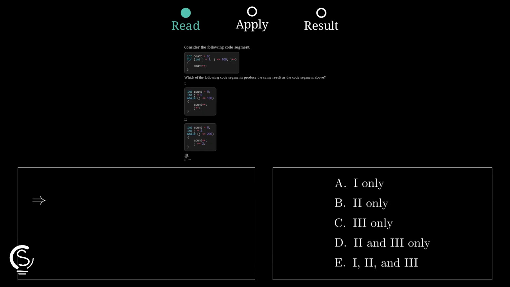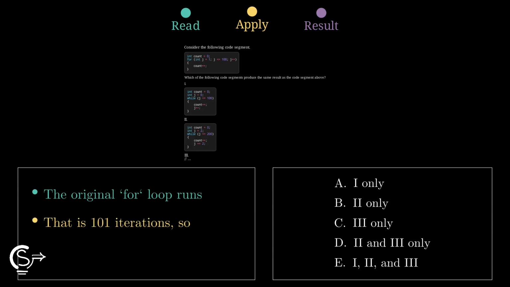In I, j starts at 2 and increases by 2 while j is less than 200, so the values are 2, 4, 6, up to 200. This is 100 iterations, so it matches. In I, j starts at 100 and decreases by 1 while j is greater than 0, so j takes the values 100 down to 1. This is also 100 iterations, so it matches.